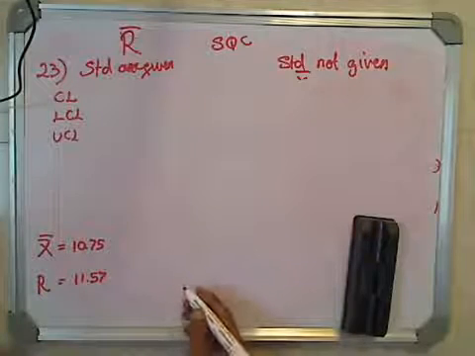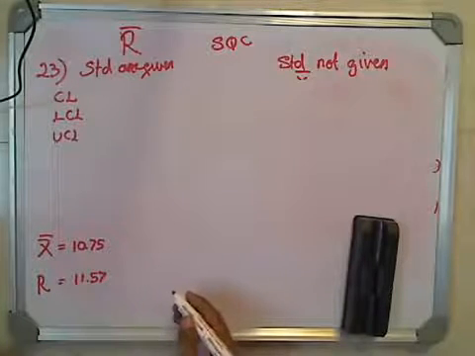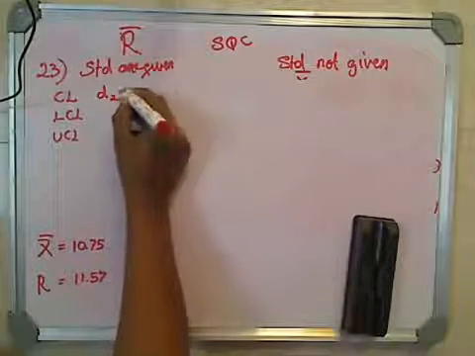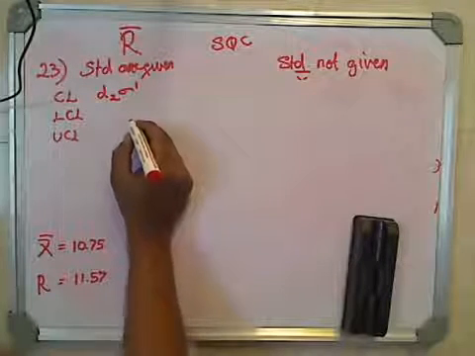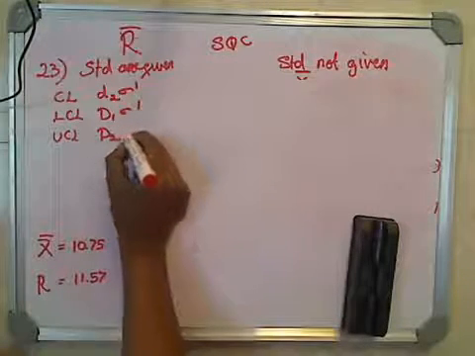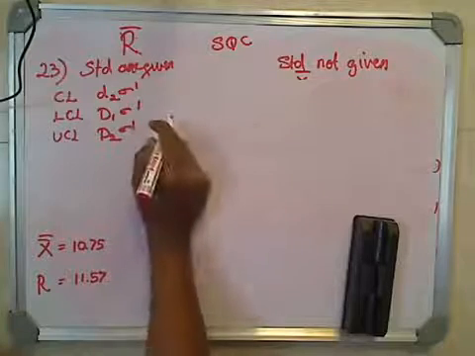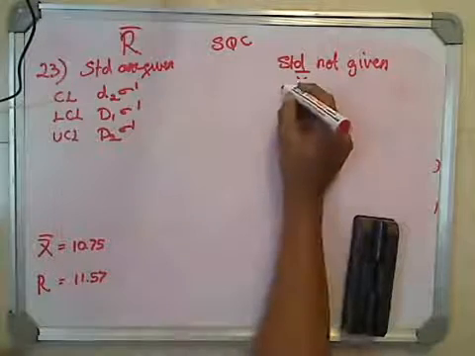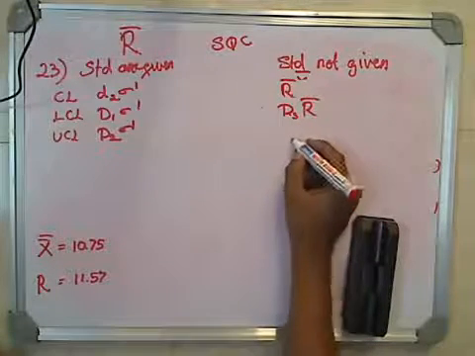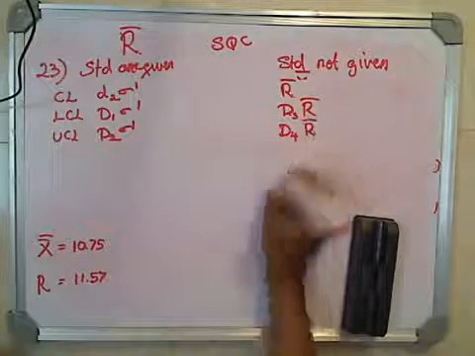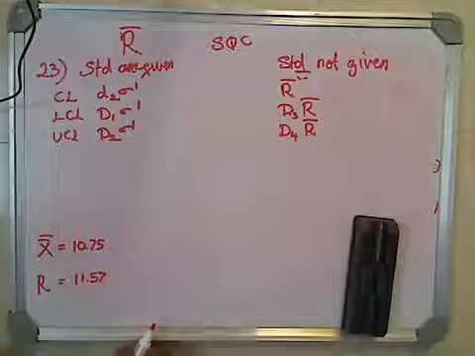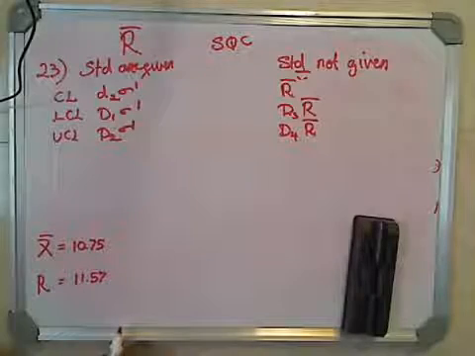Now, no further calculation is required here because you've already calculated everything. So let's look at what these values are. The formula for calculating them: the upper control limit is D2 times the standard deviation, the lower control limit is defined as D1 times the standard deviation, and in cases where the standard deviation is not given, you use the range with D3 and D4. In most cases, all you have to do is substitute the values and multiply them accordingly, and you'll be able to get your answer.